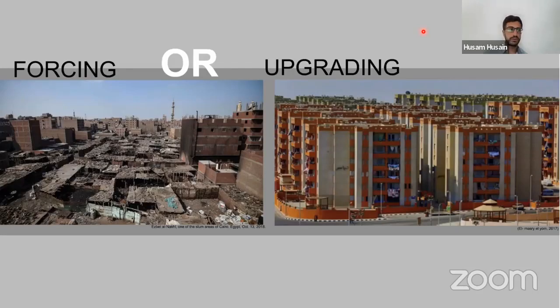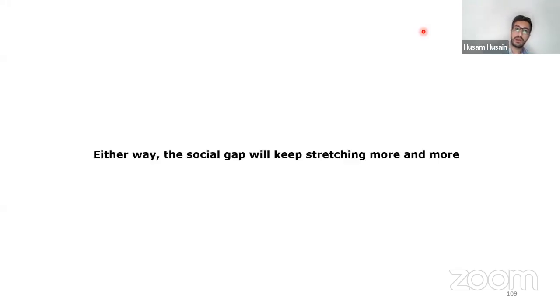Of course, we have to deal with the rapidly growing population, but at the same time, we have a lot of areas that need upgrades and the resources are limited. The funds or the budget are also very limited. So this is a very critical aspect that Egypt needs to deal with. And this is not only in Egypt, this is in so many other countries and cities similar in scale and population around the world. But either way, the social gap will keep stretching more and more, and this is the real problem.